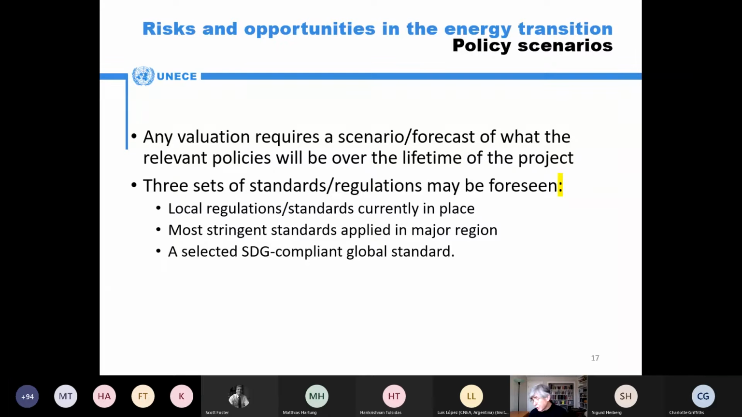Another set would be the most stringent standards applied in a major region. Let's think of Northern Europe, which has quite stringent environmental standards. If those standards were applied to each project, what would happen to the free cash flows of that project? What would happen to the commercial valuation of that project? And at some point, through discussion of the type that Scott talked about, there will emerge some selected Sustainable Development Goals compliant global standard that we could apply to all projects. The point here is we're going to have multiple standards, we're going to have multiple valuations, and we need to have a classification that is transparent in terms of doing that. Okay, next slide, please.